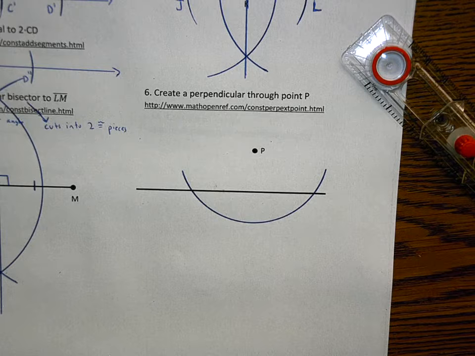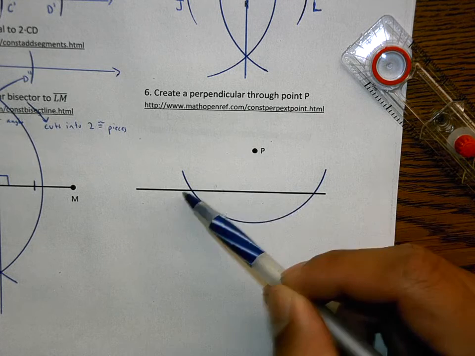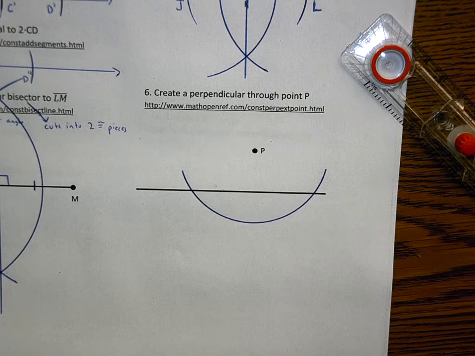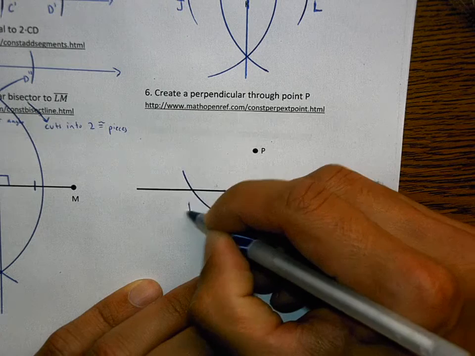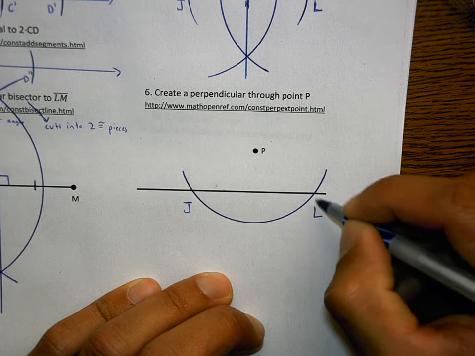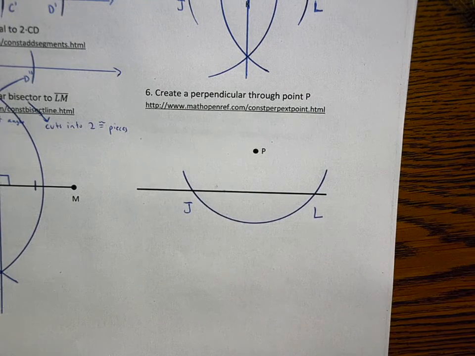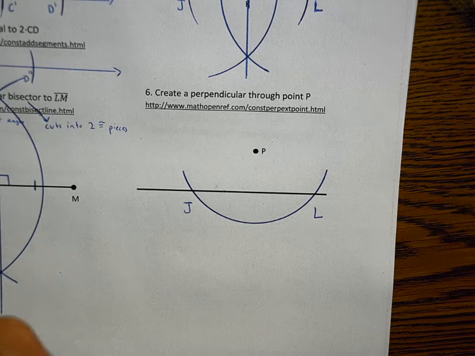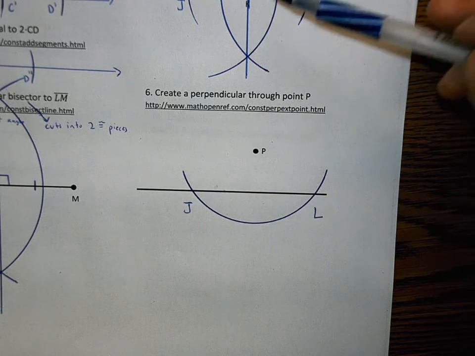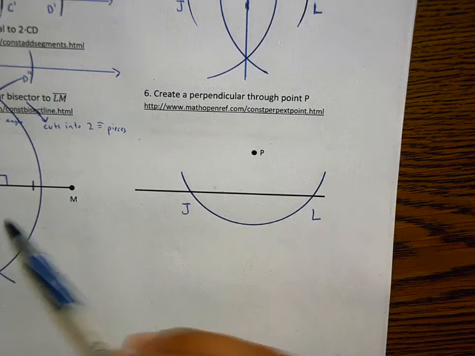Do you have 2 equidistant points now on the line? Is this the same distance away from P as this is the same distance from P? Let's label those 2 points. Let's label this one J and this one L. Why am I calling that J and L? Because then it becomes the same problem as it was above in 5 and the same problem that we had in 4.